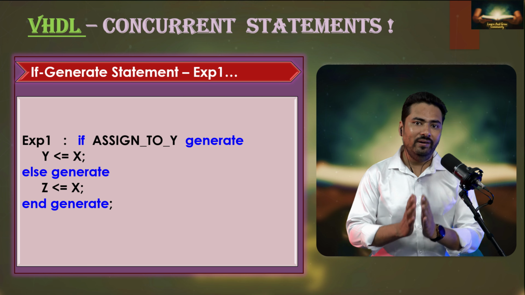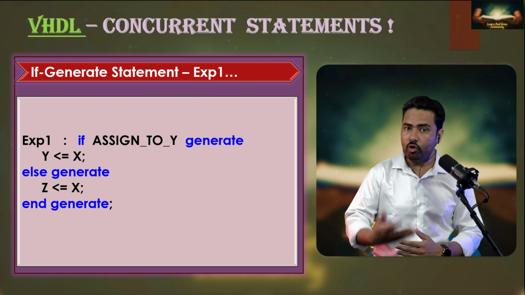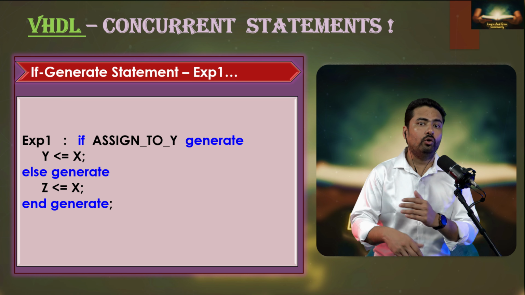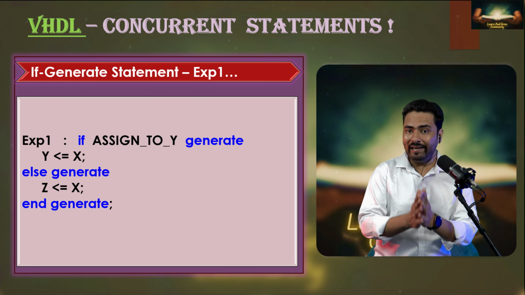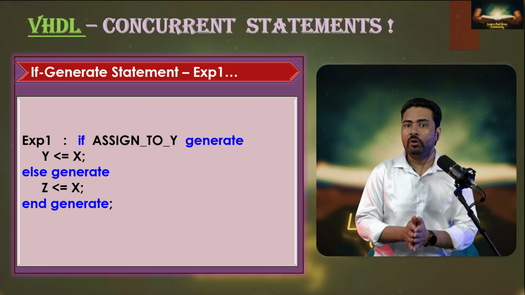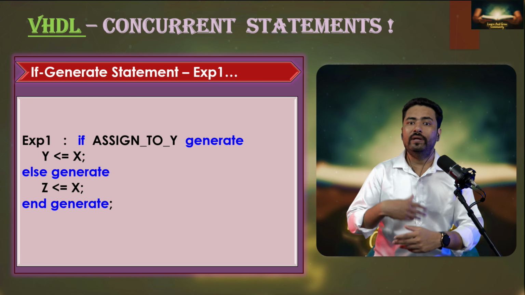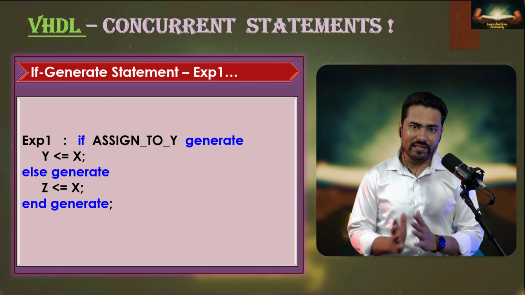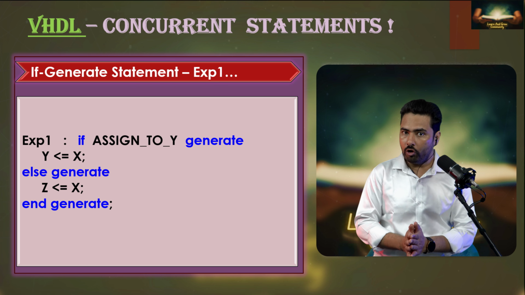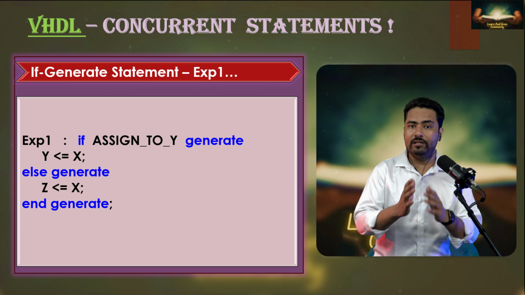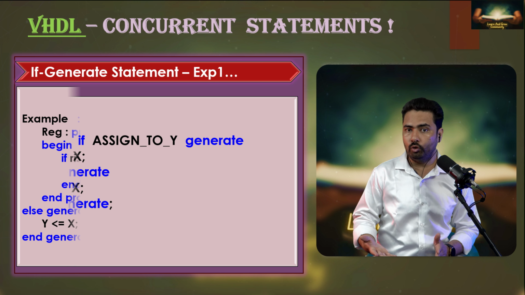So the condition assign_to_y must be a constant and defined in your code somewhere. It means you cannot use any signal whose value can change when the code is running in the FPGA. So this condition assign_to_y must either be true or false, and it must be defined as a constant in your VHDL code.